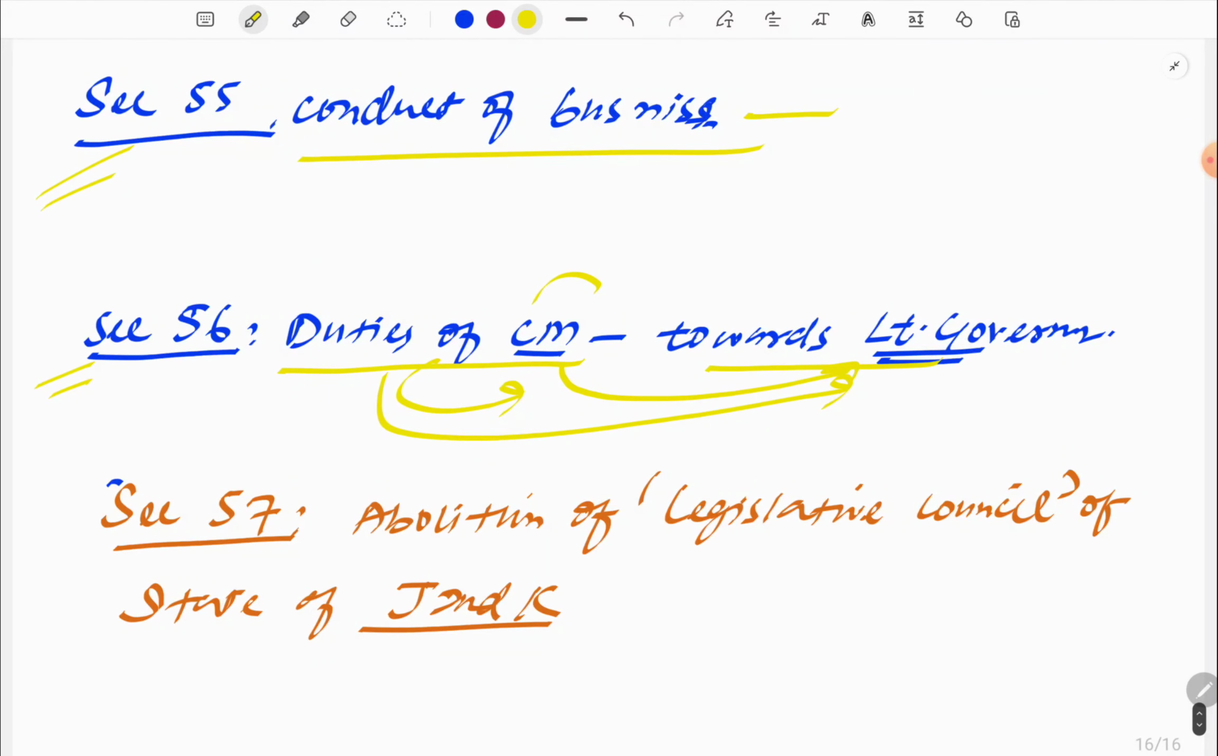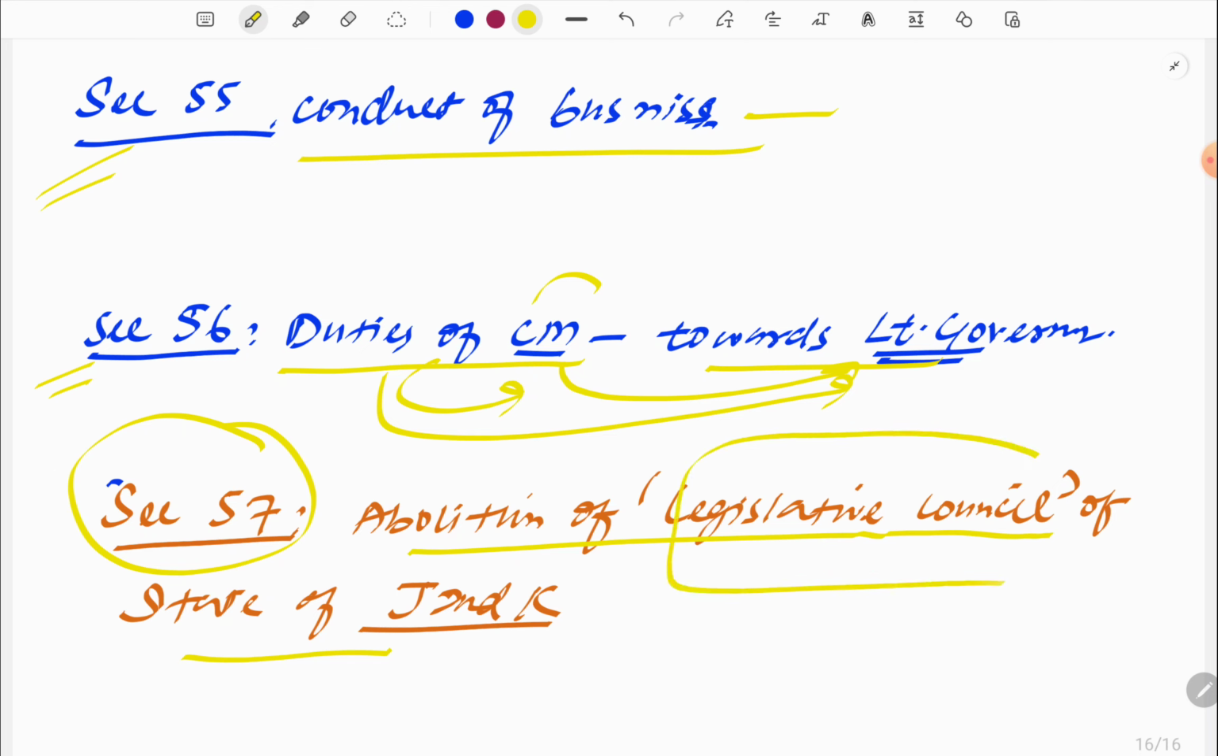Section 57, the last section of part three, is the abolition of the legislative council of the state of Jammu and Kashmir. When it was a state, it used to have two houses, the legislative council and the legislative assembly. Now, due to the Reorganization Act, section 57, the legislative council is abolished and it shall not exist. That is by the J and K Reorganization Act. Abolition of legislative council.